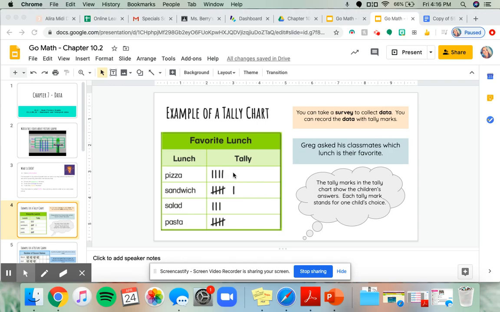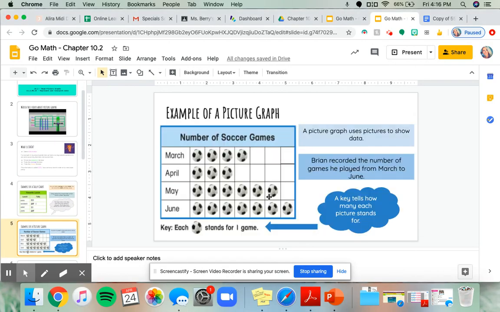Hey guys, so yesterday we were looking at tally charts to record data. Today we're going to look at picture graphs to answer questions about the data. So a picture graph uses pictures to show data. So instead of tally marks, we see pictures.